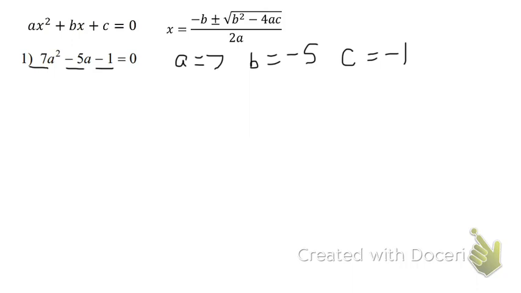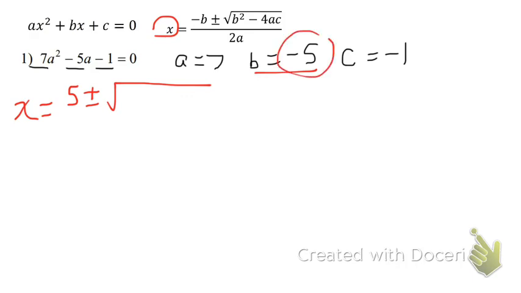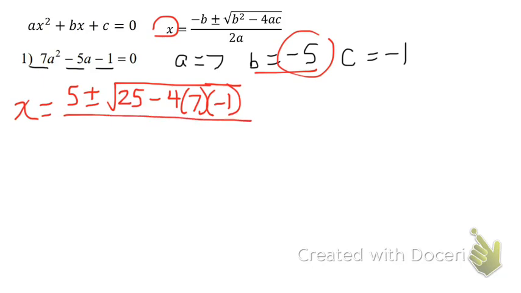So x equals negative b, blah, blah, blah. But instead of an x, what we have for this problem is a bunch of a's. So that's a little deceiving. I'm going to call it x anyway, so you don't confuse it with the a in the formula. X equals negative b. If b is negative 5, then negative b would be 5, plus or minus the square root of b squared, negative 5 times negative 5, which is 25, minus 4 times a times c, all over 2a, all over 2 times 7, which is 14.